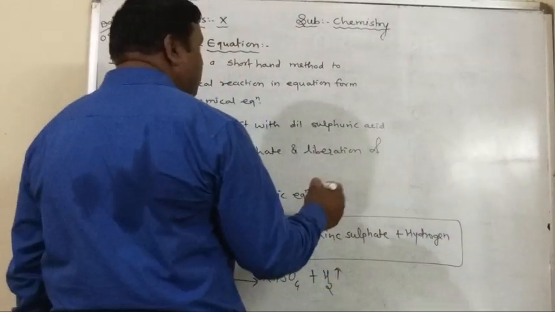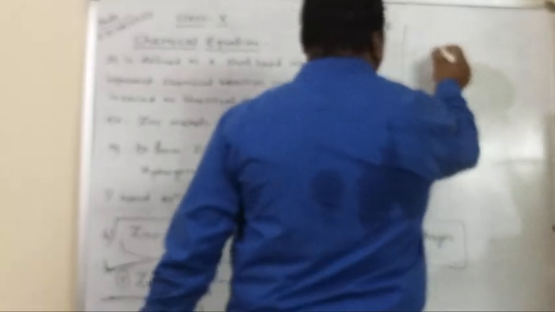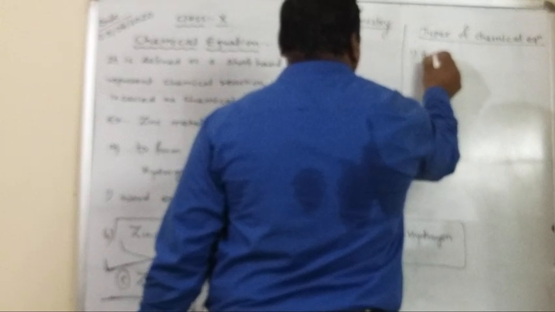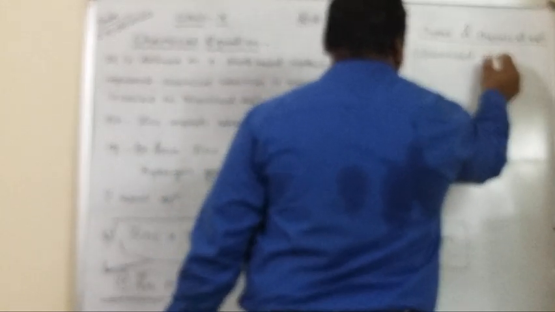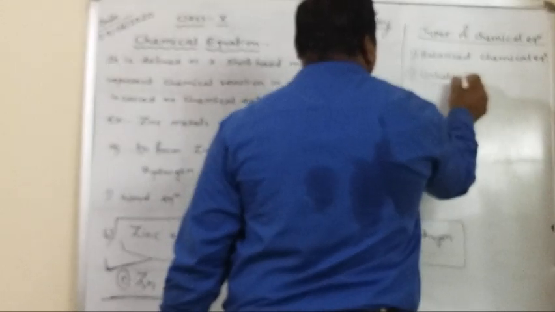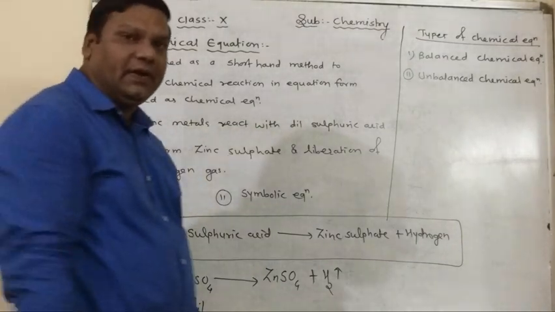Now after that, chemical equations are also of two types: one is the balanced chemical equation and another one is the unbalanced chemical equation.